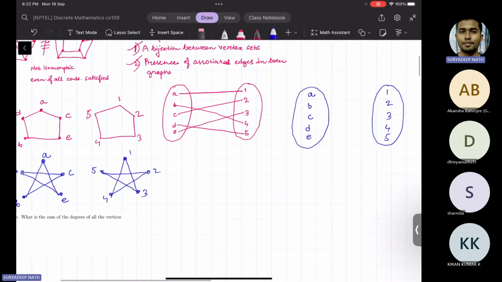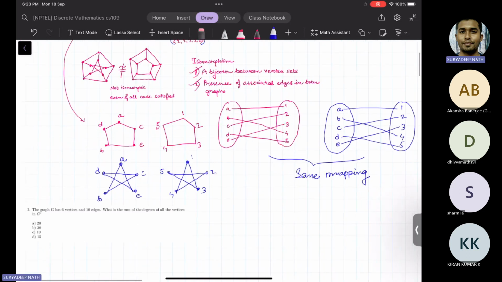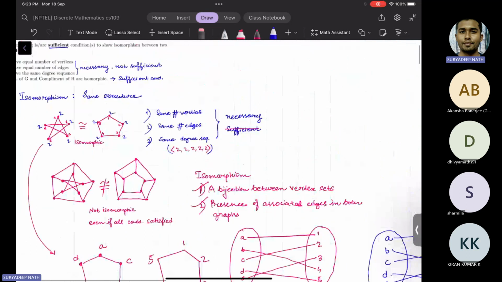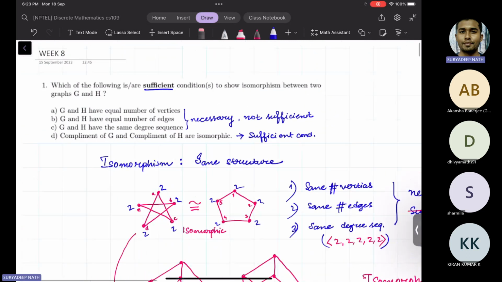Now see again, you have A matches to 1, C to 2, E to 3, B to 4 and D to 5. So you see the mapping still remains the same. Both are bijections and the associated edges would be present, and hence this is the actual test for isomorphism. The complement of G and complement of H should be isomorphic. I hope this is clear to you.